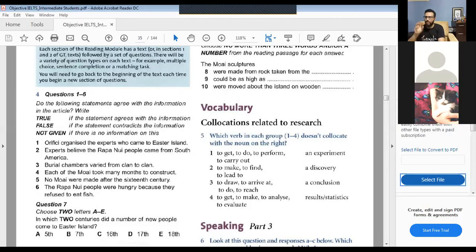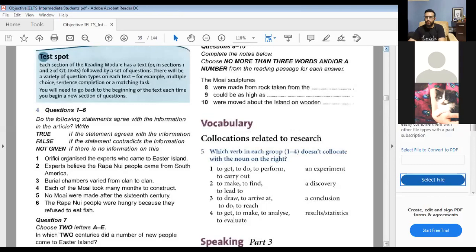I just wanted to demonstrate here that if you're good at it, it will help. If you're not, it will not help. Definitely not. Okay, so now we're going to do some true, false, not given, and hopefully we can do a little more and get rid of it in today's lesson if we're lucky.